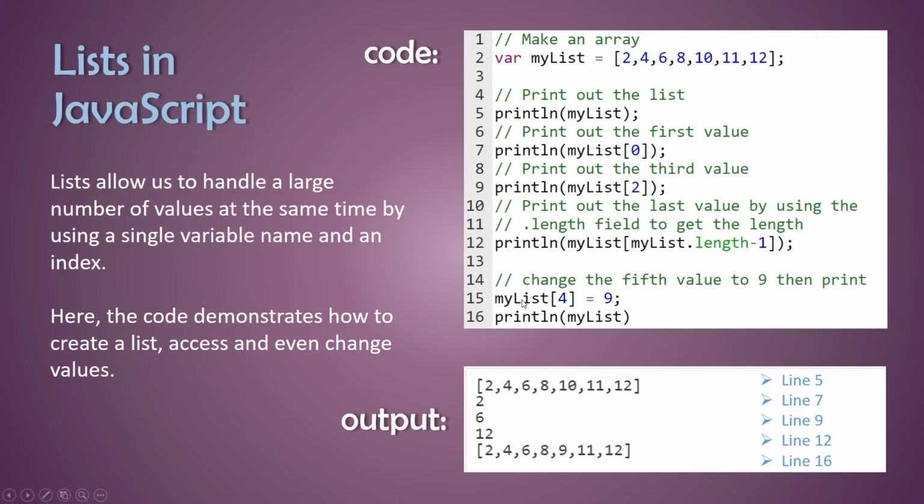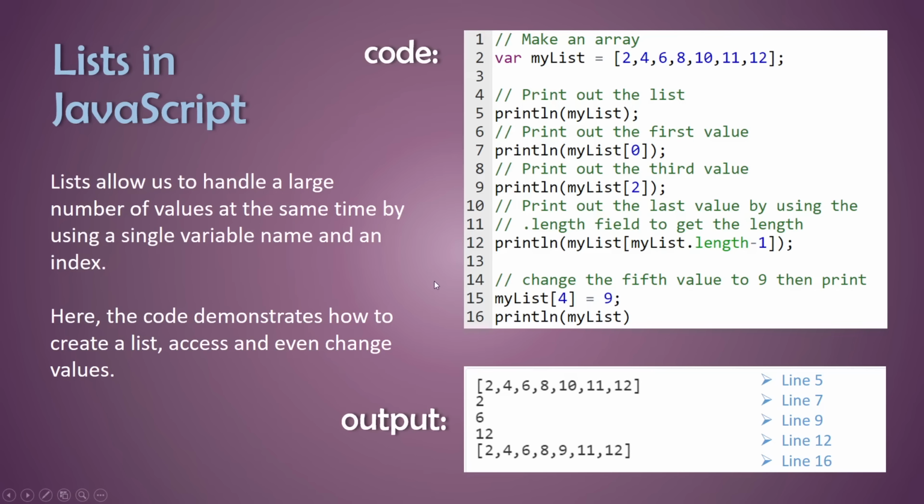And then finally, we change the value, the index 4, right? So 0, 1, 2, 3, 4, we'd be changing this 10 to a 9. And as you see, when we print it out, it changes there. So these are all the different things you can do with lists. Kind of useful because all the time, we're just still referring to my list, right? We don't have to remember many different variables.